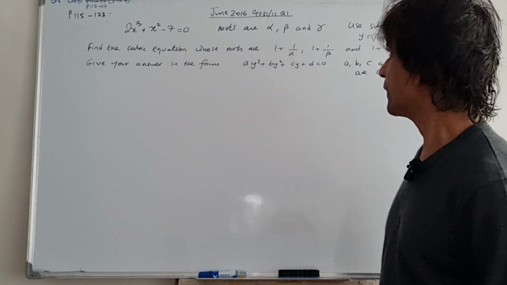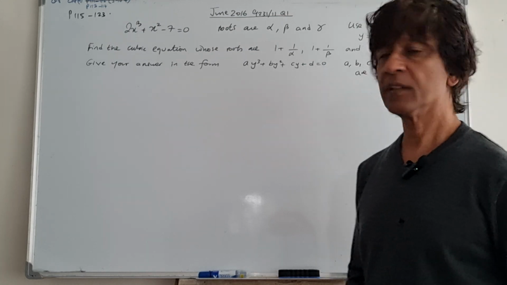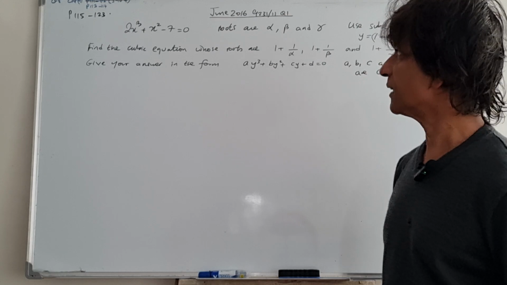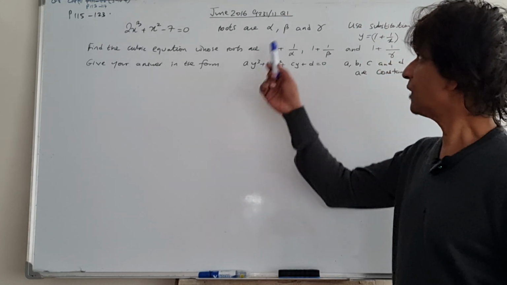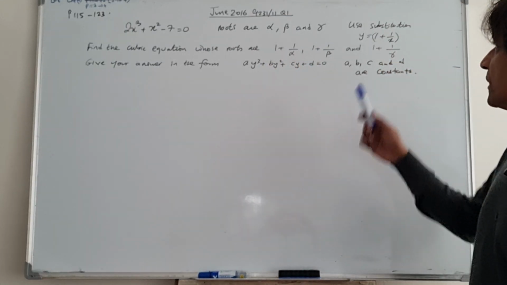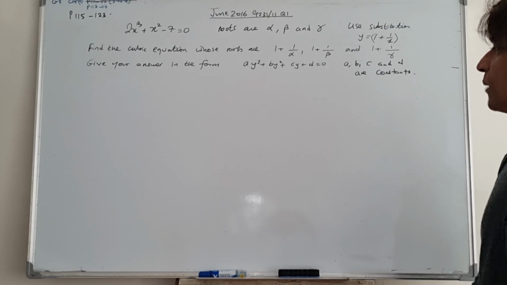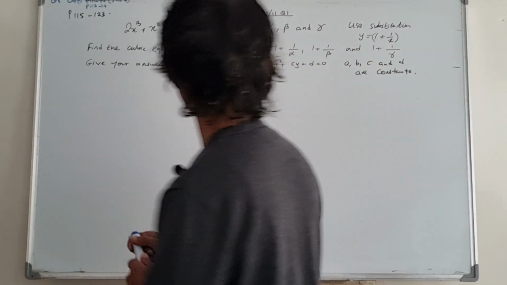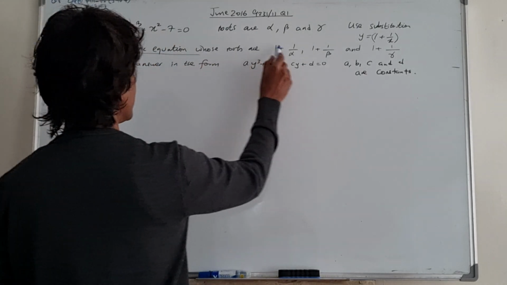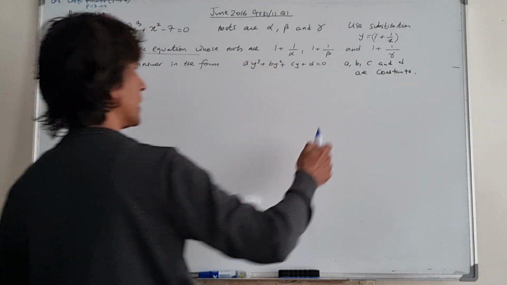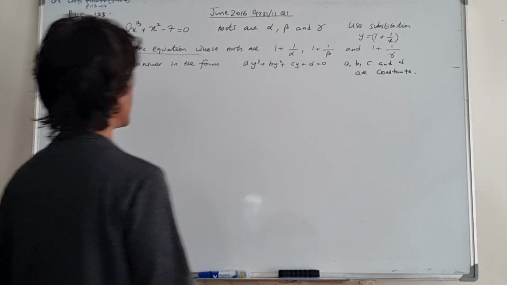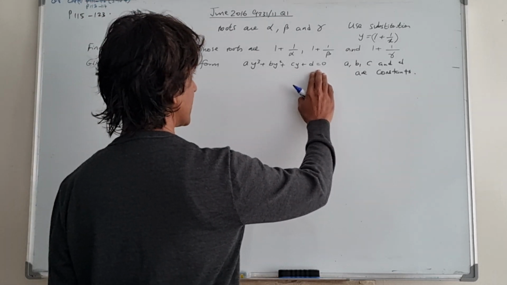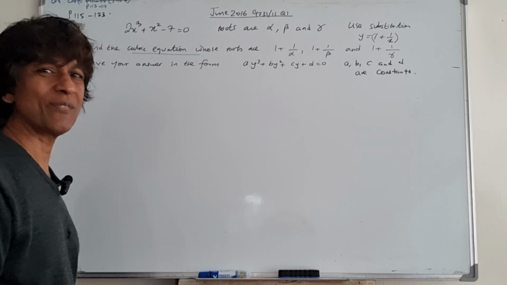Level Code 9231 Component 11, and we're looking at a cubic equation 2x cubed plus x squared minus 7, which has roots alpha, beta and gamma, and we need to use the substitution y is equal to 1 over 1 plus x to find the cubic equation whose roots are 1 plus 1 over alpha, 1 plus 1 over beta, and 1 plus 1 over gamma. And we need to give our answer in the form of ay cubed plus by squared plus cy plus d is equal to 0, where a, b, c, and d are constants to be found.